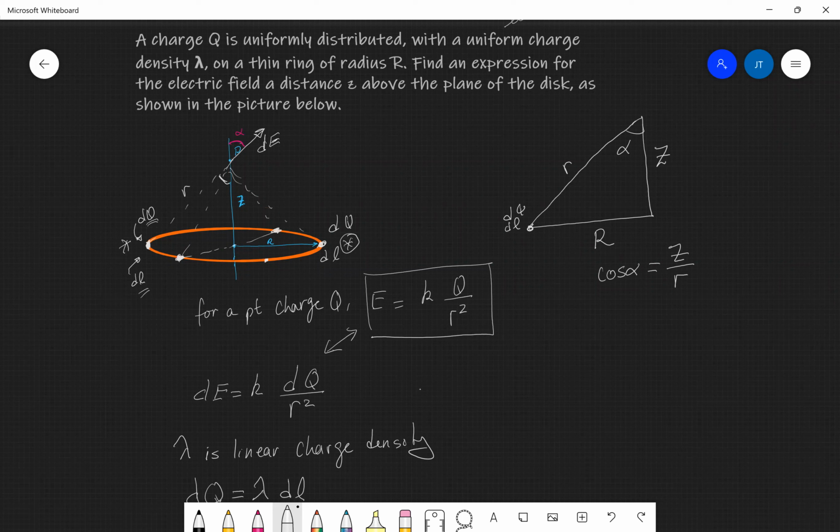But the problem was not given in terms of little r. I only have Q and I have capital R and z and maybe lambda. I'd rather put everything in terms of known quantities. Well, I need to get little r in terms of known quantities. So looking at this triangle, I can tell that r is the square root of capital R squared plus z squared. So now cosine alpha is z over that square root.